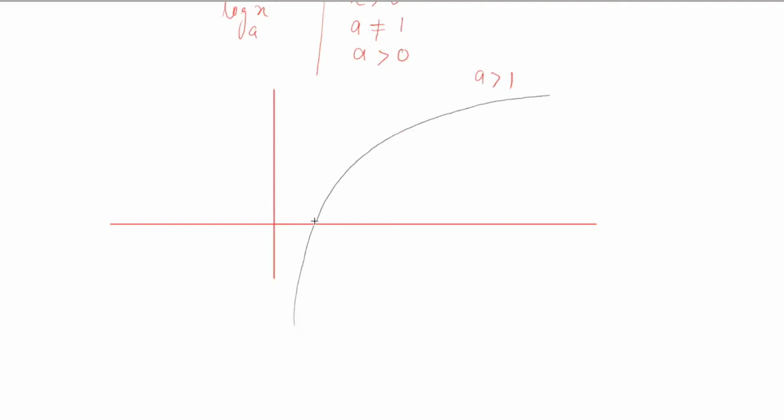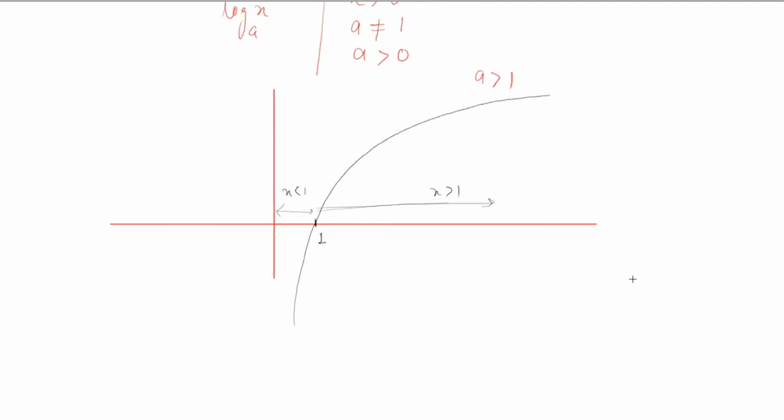It is going to cut the axis over here, where the value of x becomes equal to one. At this point, the logarithm becomes zero. Now what is happening to the left of it? The value of x is less than one. This is the part wherein x is less than one. And from here on, x is greater than one. So when x is greater than one, this part is going to be positive.